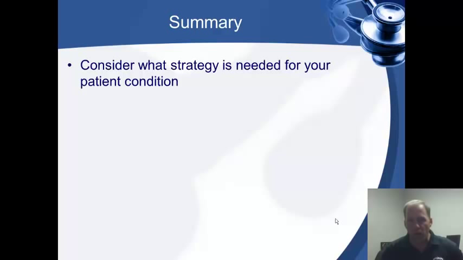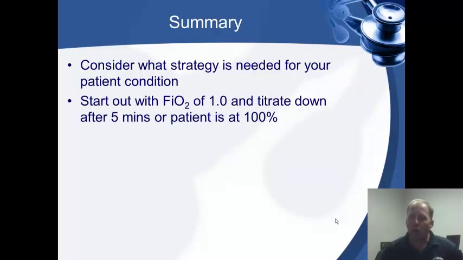For these modes and strategies that you're going to use, you have lung injury, you have an obstruction strategy, and then you have CPAP or non-invasive. Consider what strategy is needed for your patient at the time. Start out with a high FiO2 of 100% and titrate down after about 5 minutes, and then you can move it a little bit and increase it as you need to for hypoxic patients.